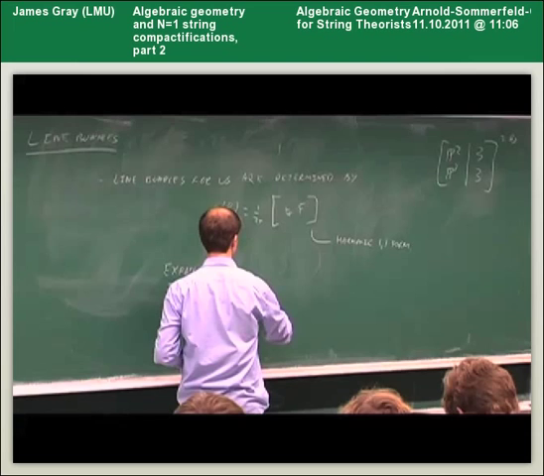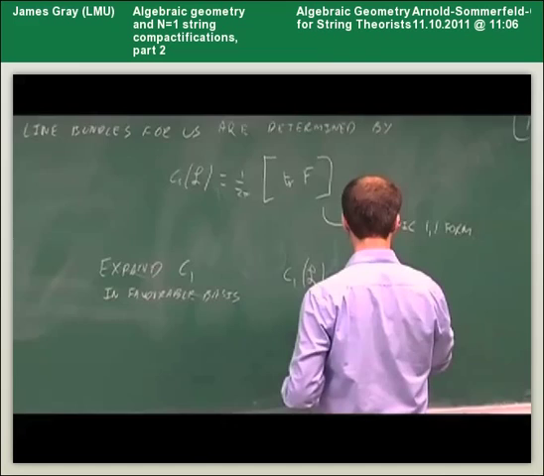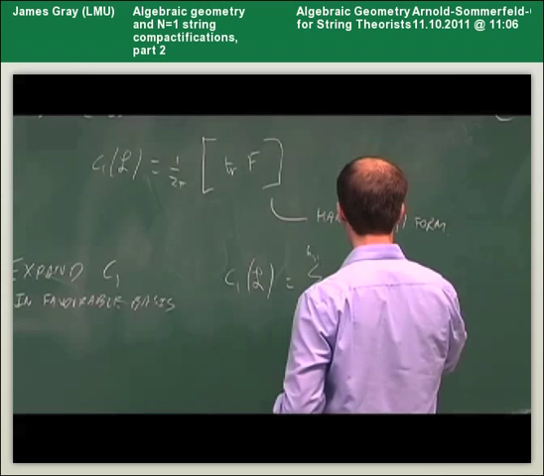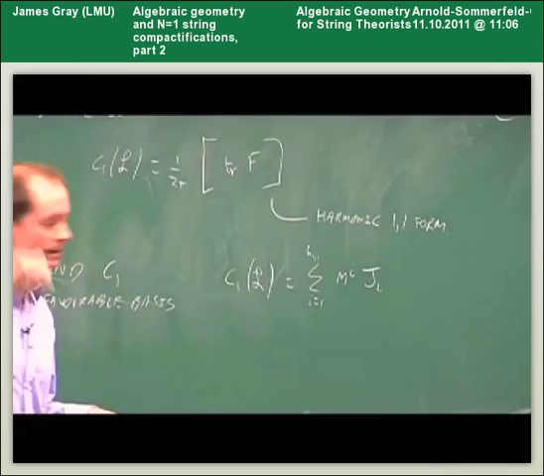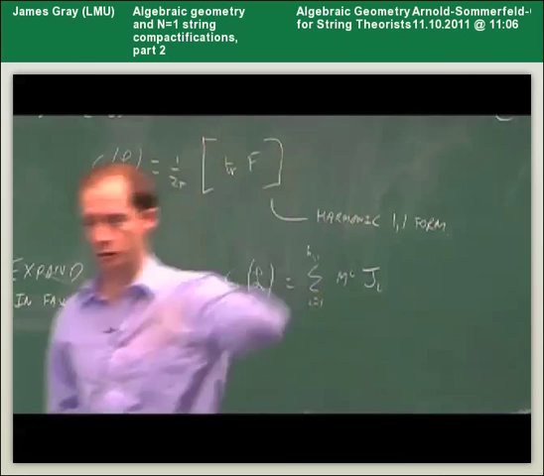So let's have a look at that. I could just write c1(L) is equal to a sum over the number of harmonic (1,1) forms, some integers. We saw that the Chern class is really an element of a cohomology with Z in it, this integer valued, times J_i, our basis form. So J1, for example, would be the Kähler form of the first P2, and J2 would be the Kähler form of the second P2 restricted to the Calabi-Yau.